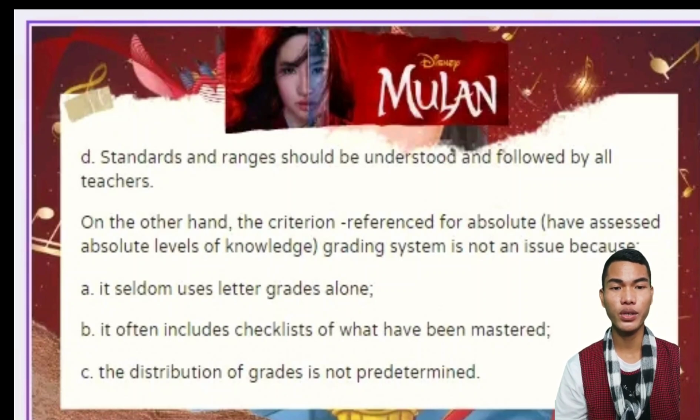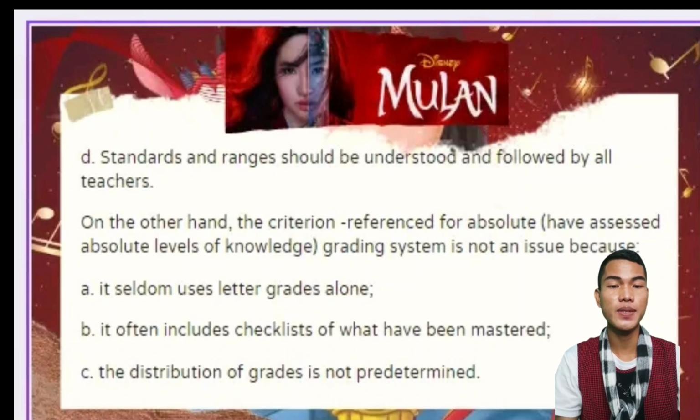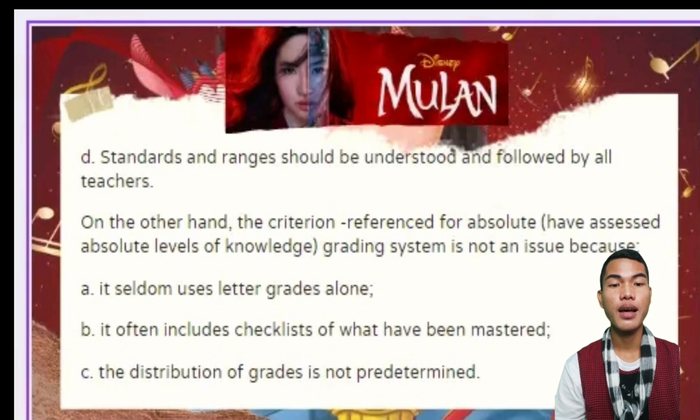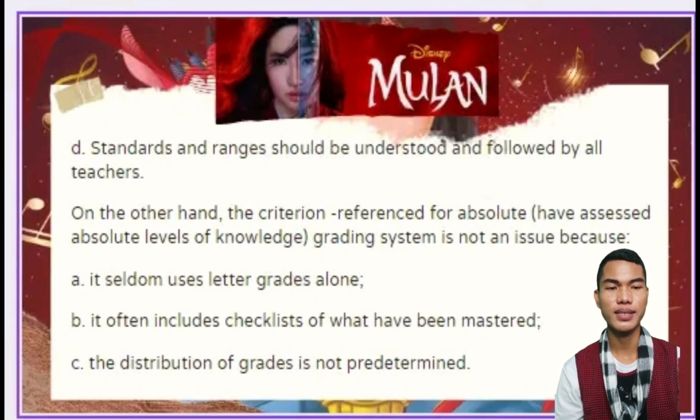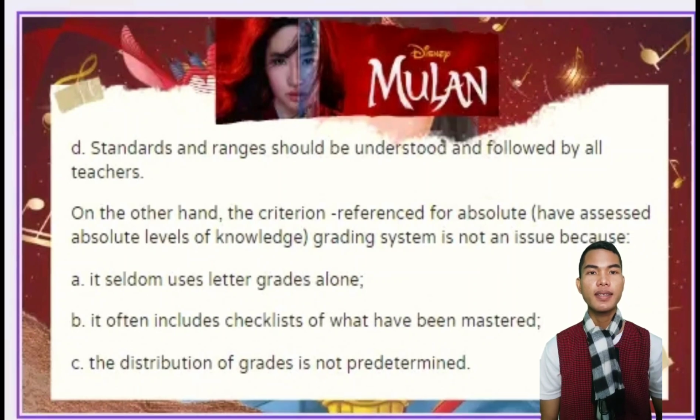Next, when grading on the curve, any pass-fail decision should be based on an absolute standard. Example, failed the minimum essentials. And the last one, standards and ranges should be understood and followed by all teachers. Without any evaluation used by the teacher for the specific performance, it might cause some dilemmas that the teacher will catch in these norms.